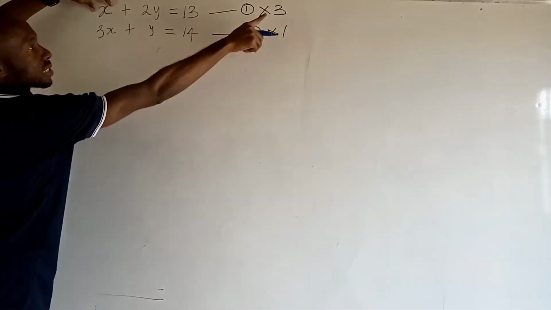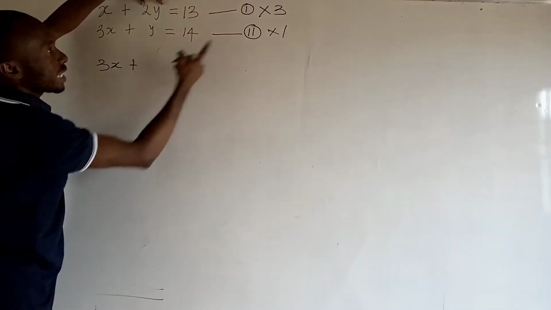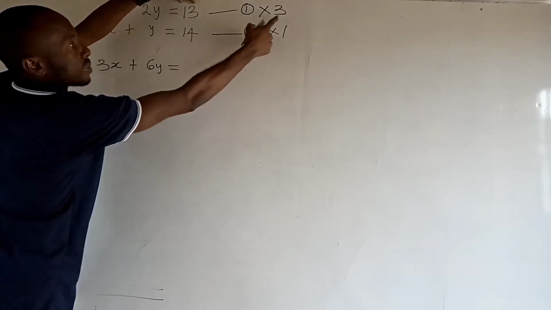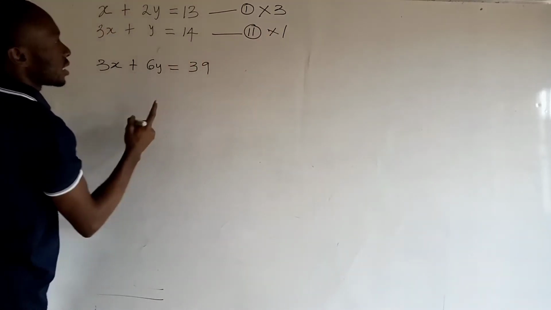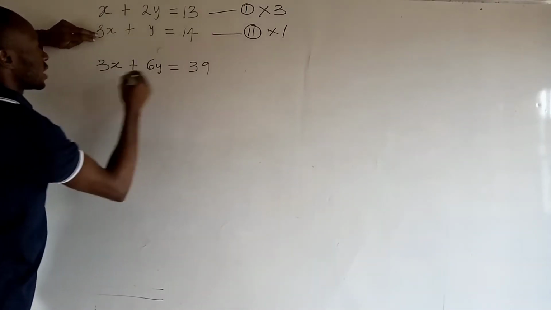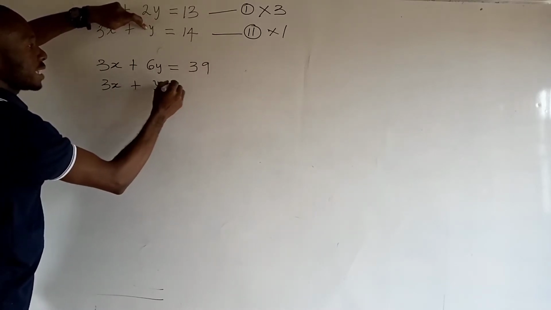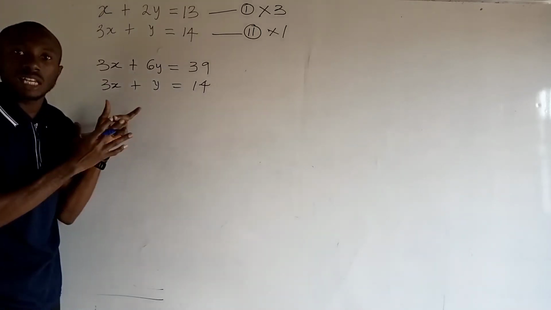So x times 3 will give me 3x, plus 2y times 3 will give me 6y. Then 13 times 3 will give me, of course, 39. Yeah, 39. Now we are done with that first one. Now let's do this one. 3x times 1 will give me 3x. And y times 1 will give me y. And of course, 14 times 1 will give me 14. You see, we have another equation.